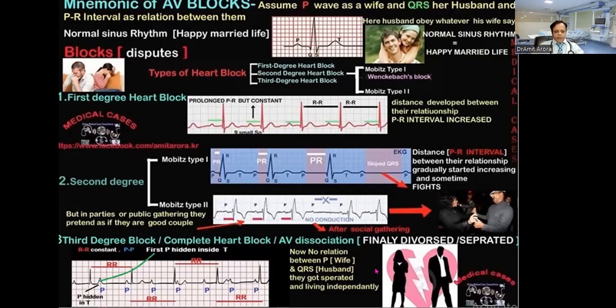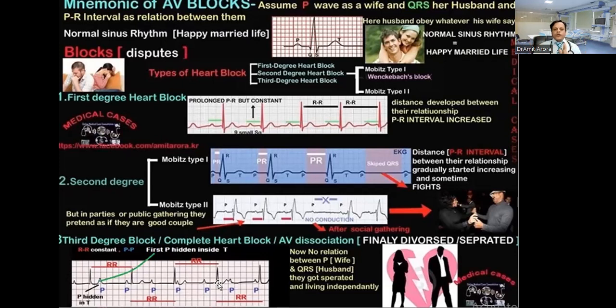So what happens in third degree heart block? In third degree heart block, P and QRS get divorced. Now there is no correlation, no relation between P and QRS. But on ECG paper, we will notice both because they are living in the same world. You can see here, the P wave will be marching. Now atria and ventricles are contracting at their own pace. They have no relation with each other. There is no PR interval.